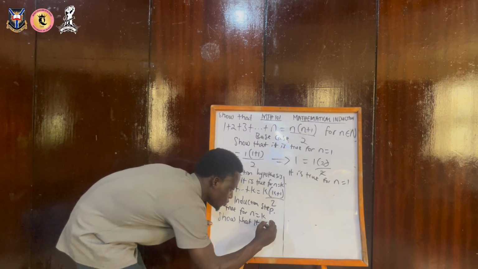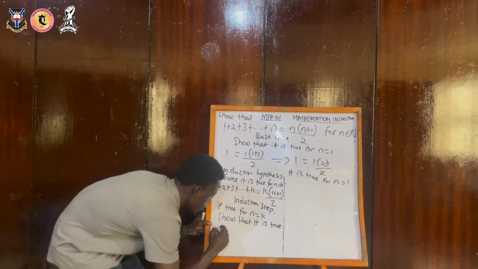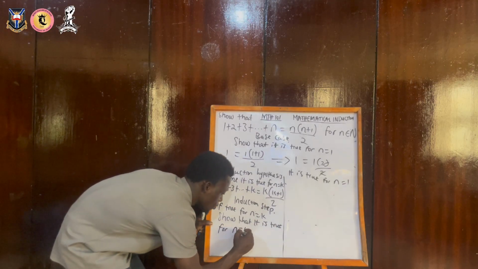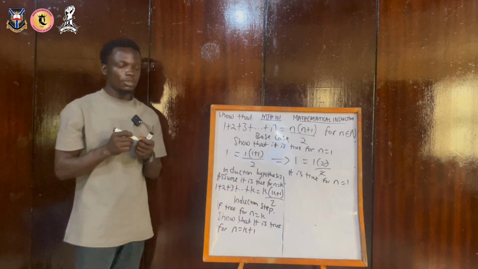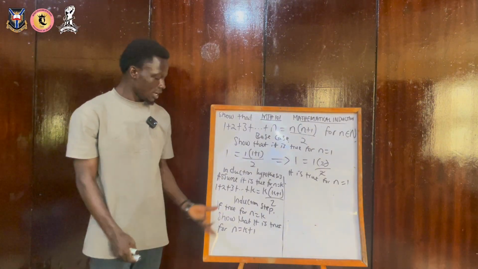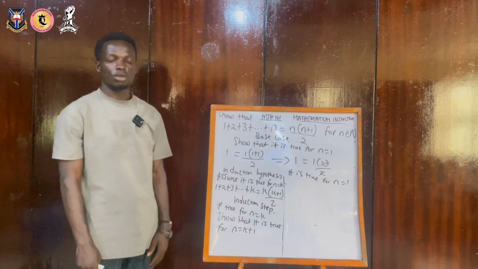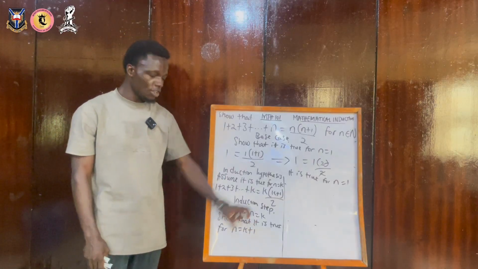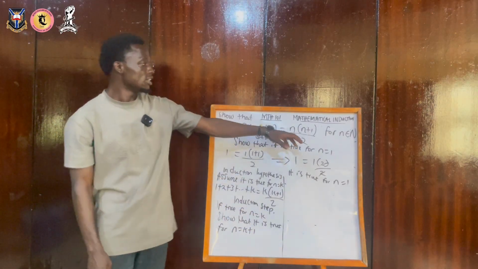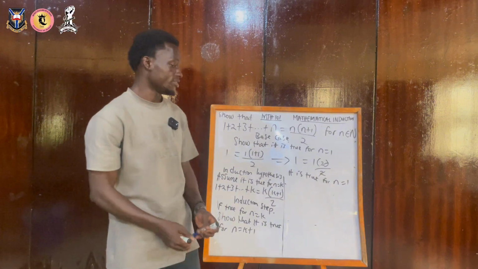Show that it is true for n equals what? k plus 1. If true for n equals k, based on our assumption, then we have to show that it's true for n equals k plus 1. If you are able to show that it is true for the next number after k, then the statement is true for all natural numbers of n.